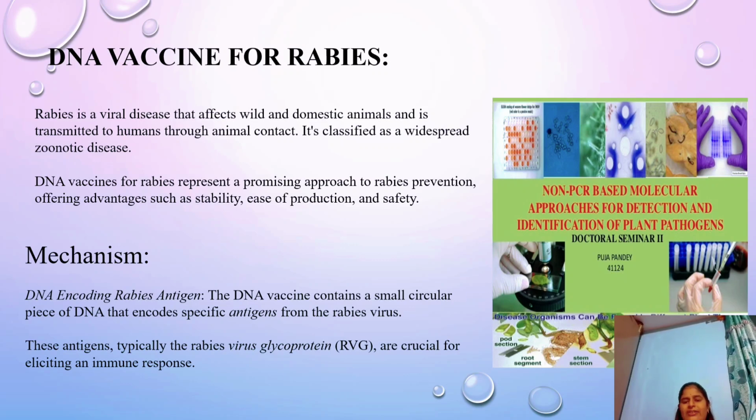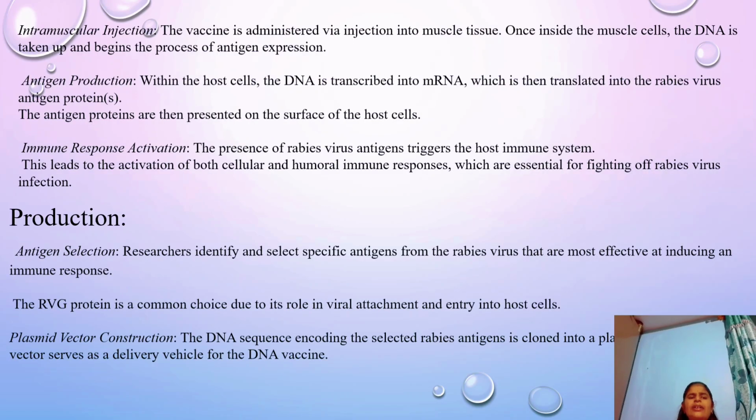Let's go to the next slide. Intramuscular injection. The vaccine is administered via injection into muscle tissue. Once inside the muscle tissue, the DNA is taken up, beginning the process of antigen production. Within the host cell, the DNA is transcribed into mRNA, which is translated into rabies virus antigen proteins. These antigen proteins are presented on the surface of the host cell.